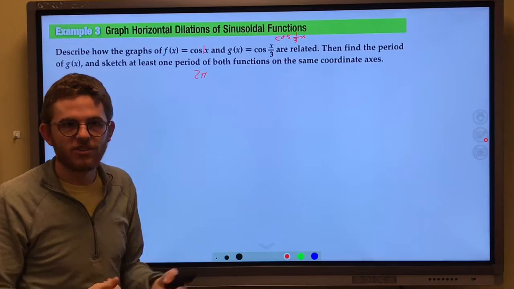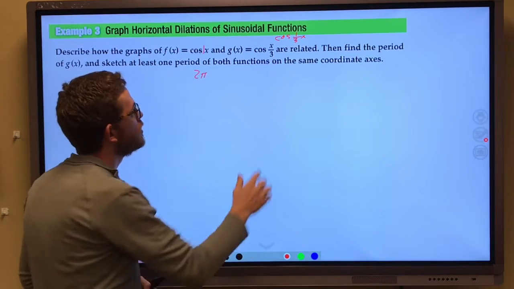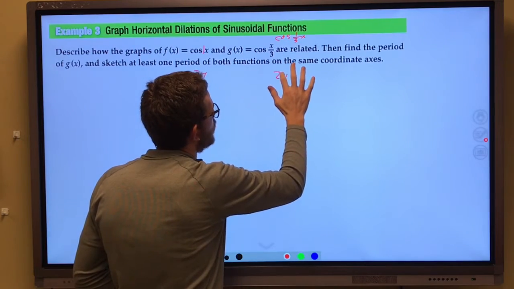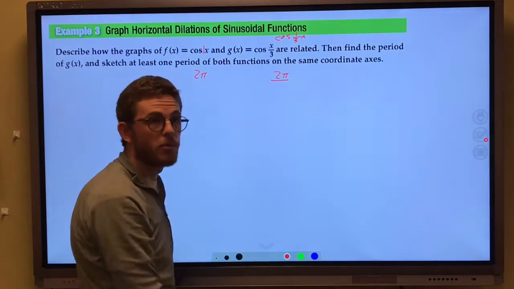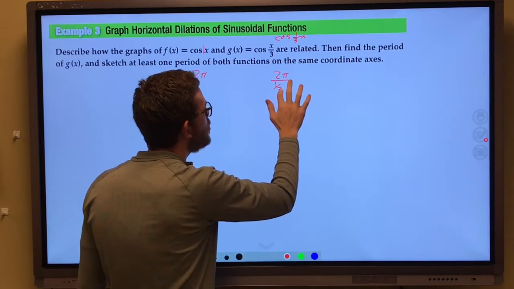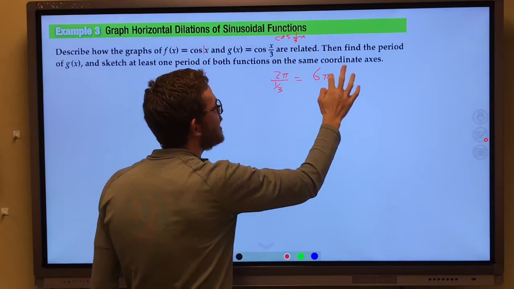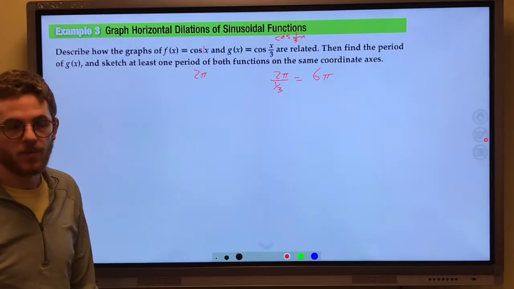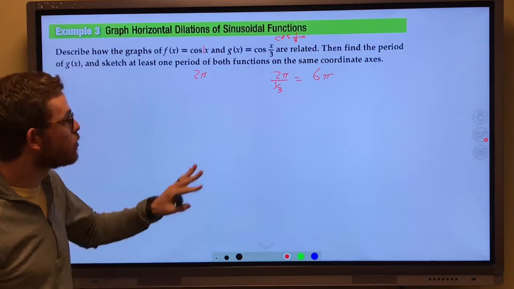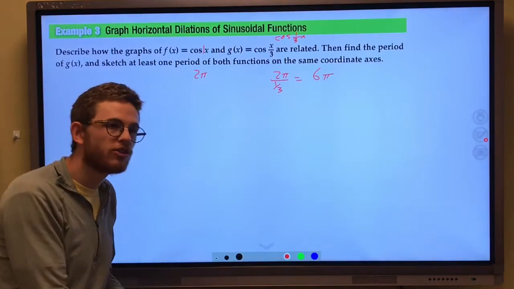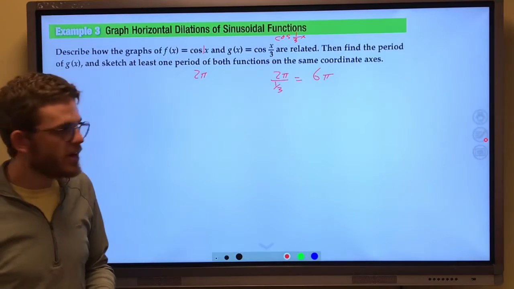But that number in front of the x does affect the period. How does it affect the period? Well, we take the understood 2 pi and we divide it by that number in front of x. 2 pi divided by 1/3 means our new period is 6 pi. It is going to take a distance of 6 pi rather than 2 pi to start getting those same values out.